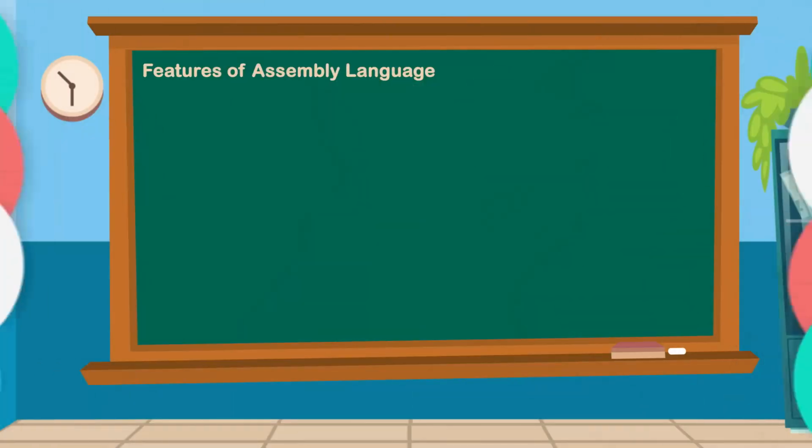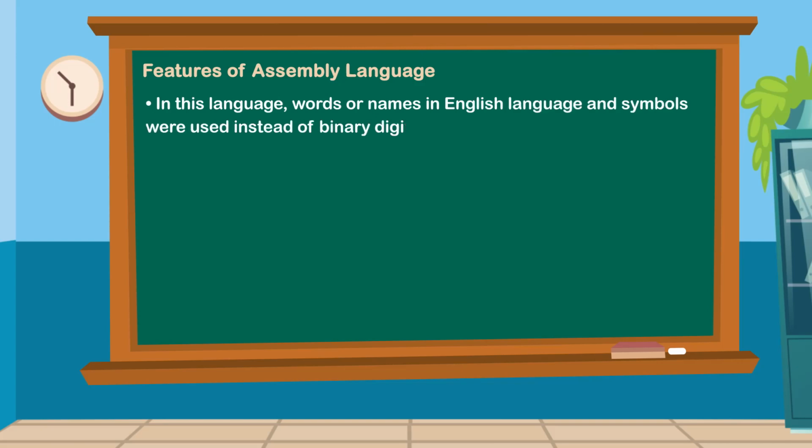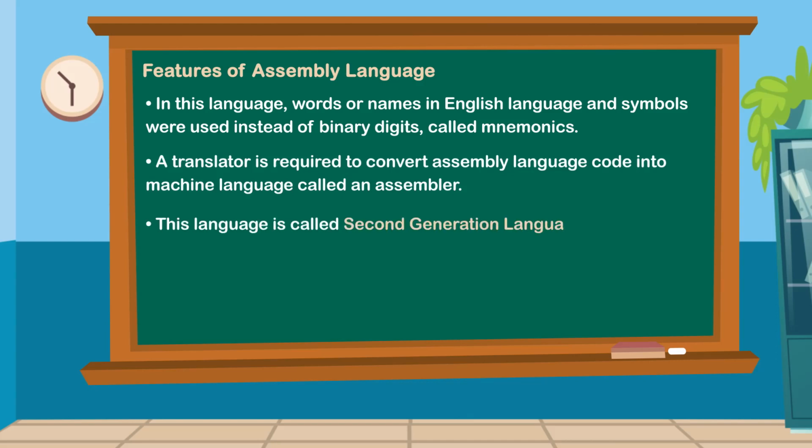Let's proceed with looking into the features of assembly code. Like we learned, in this language, words or names in English language and symbols called mnemonics were used instead of binary digits. Also, a translator called an assembler is required to convert assembly language code into machine language. And this language is called a second generation language or 2GL.